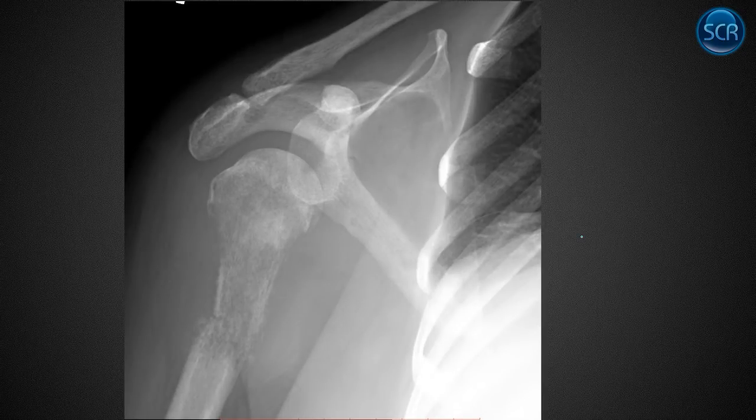Here's an example of a malignant lesion. This is a metastatic breast cancer. You can see the permeative, moth-eaten pattern of destruction, very poorly defined, wide zone of transition. Cortical destruction has led to a pathologic fracture. This is a classic example.